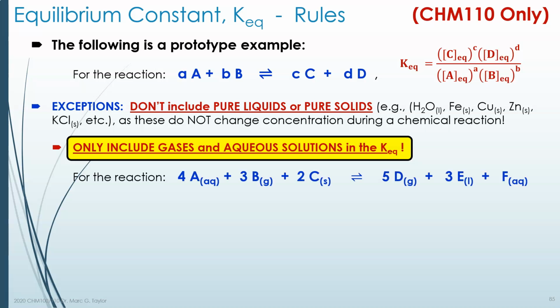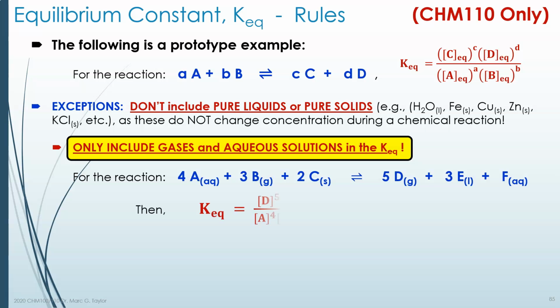So here's an expression for a made-up reaction. We have 4A, aqueous, plus 3B, gaseous, plus 2C, solid, are in equilibrium with 5D, gaseous, plus 3E, liquid. That's a pure liquid, not dissolved aqueous. It's something else. Could be the water. Plus F, aqueous. So aqueous means it's dissolved in water. L means it's a pure liquid on its own. It either is the water or it's another liquid that's not dissolved in the water.